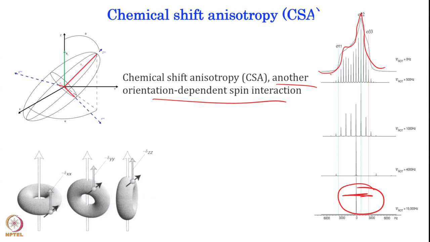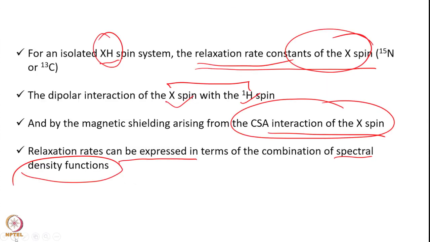But when there is a restriction in motion, it is not tumbling very fast, you will see some kind of anisotropic interaction emerges, and you see many lines. If you take an envelope of all those lines, you see really broad peaks. So this is chemical shift anisotropy. Even in solution, quite a bit of those are not averaged out, and these cause relaxation. DD and CSA are the major sources of relaxation phenomena.